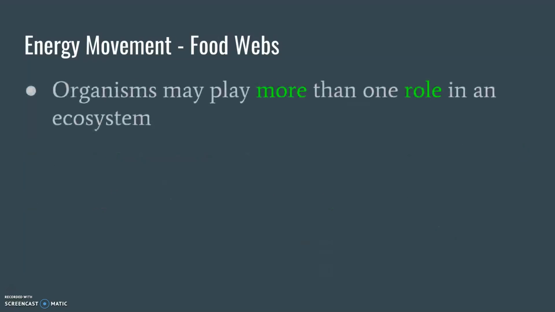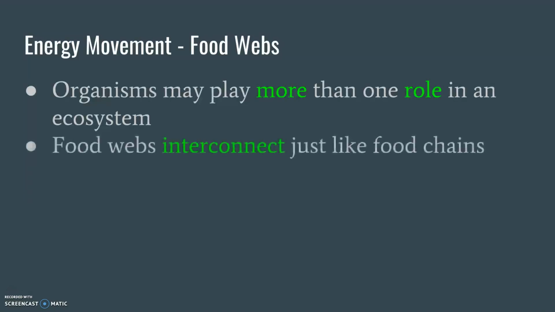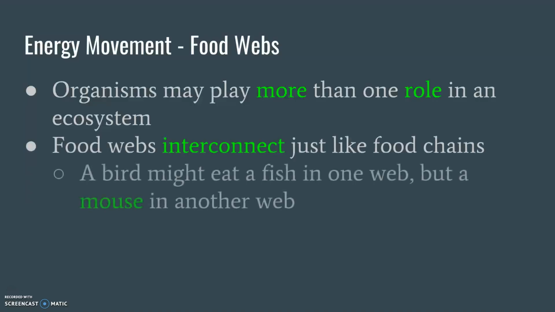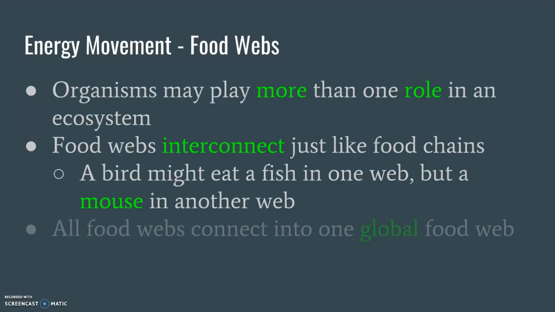So organisms may play more than one role, and there are some roles that we need to know here. Food webs are interconnected just like food chains. Maybe in one food chain a bird eats fish, but in another it eats mice or a mouse. Oh, excuse me, I'm so tired. Food webs are just more realistic. Cats in nature might eat birds, they might eat rodents. Some birds might even eat foxes, some other predators. So having a varied diet is important, and showing that they have a varied diet is important.